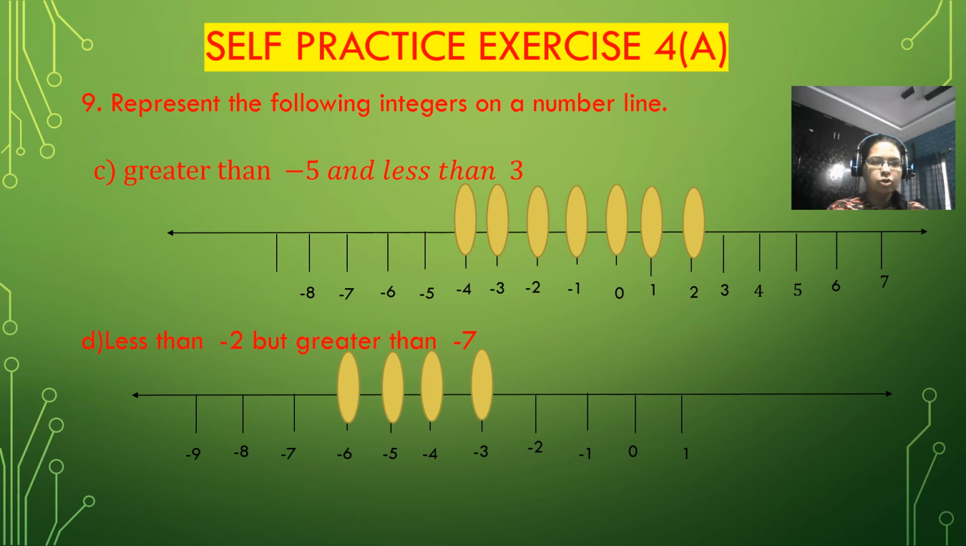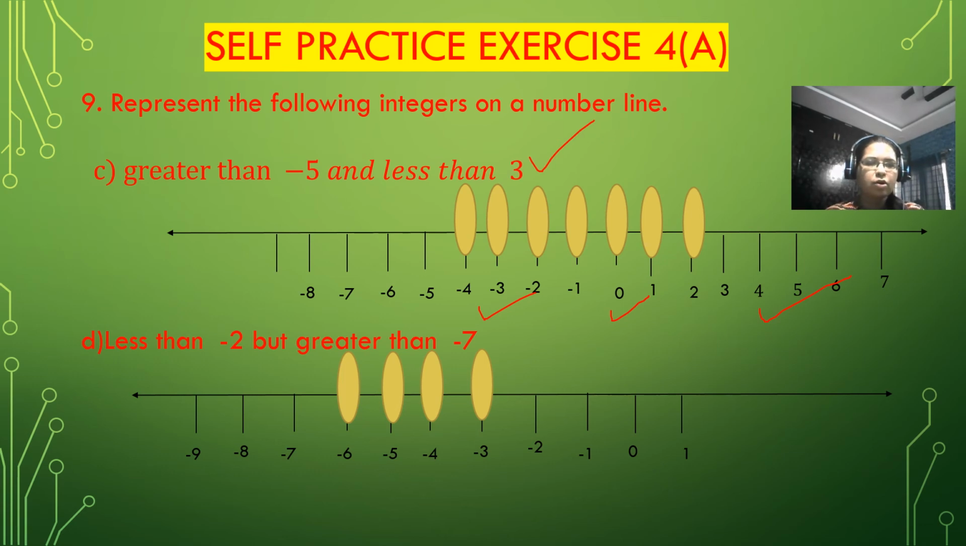Now we'll solve question number three, part C. Represent the integers greater than minus 5 and less than 3. First, represent the integers on the number line. Middle line is 0, and from 0 to the left hand side are negative integers, and from 0 to the right hand side are positive integers. Represent the integers on the number line: 1, 2, 3, 4, 5, 6, 7. These are the positive integers from 0 to the right hand side, and minus 1, minus 2, minus 3, minus 4, minus 5, minus 6, minus 7, minus 8. These are the negative integers represented on the number line to the left side of 0.